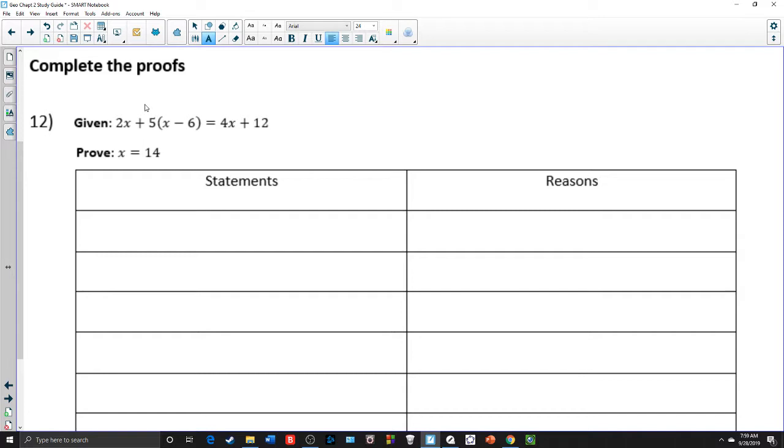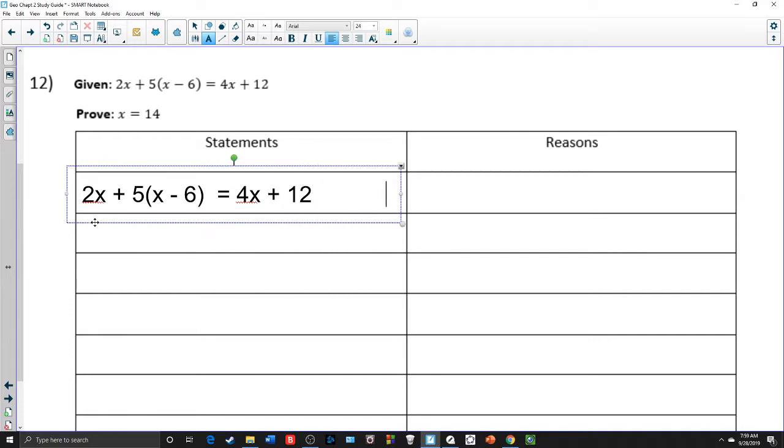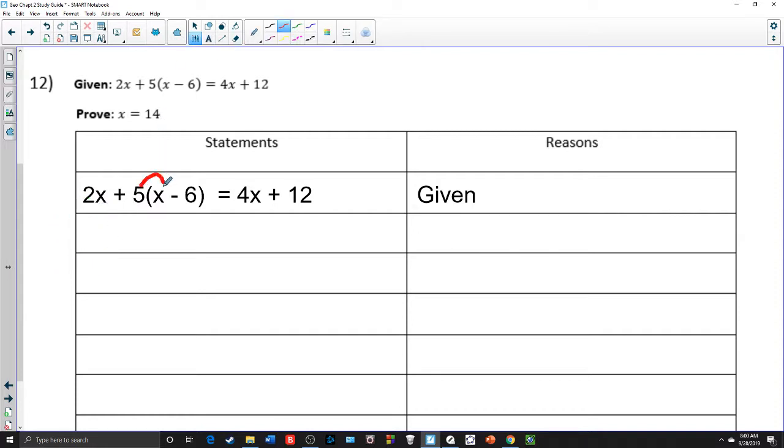So the proof sections here. The first one's an algebraic proof, and as we know, we always start our proofs with our given. So we'll say 2x plus 5 times x minus 6 equals 4x plus 12, and that is by given. So always start with our given, and in an algebraic proof, we just simply solve the equation and then write our reasons as we go along. So the first thing I'd probably do is get rid of this parentheses by, again, if you don't know, multiplying the 5 to both numbers on the inside.